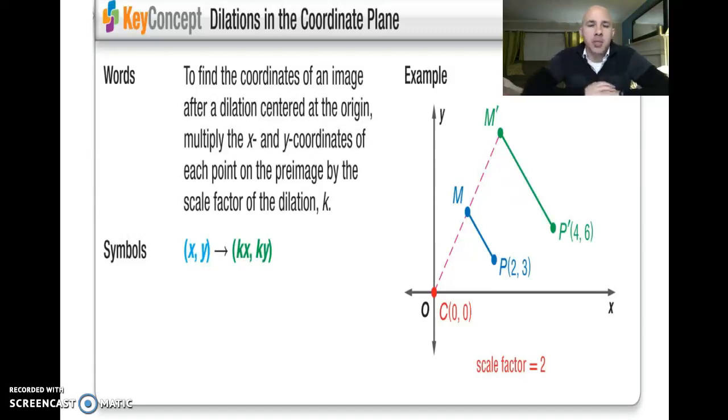Okay, welcome back. Benchmark number 29. This is part 2 in dilations. Here goes what it's going to look like on a coordinate plane.